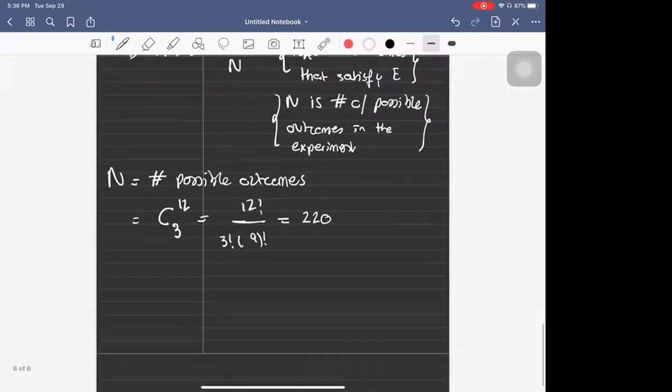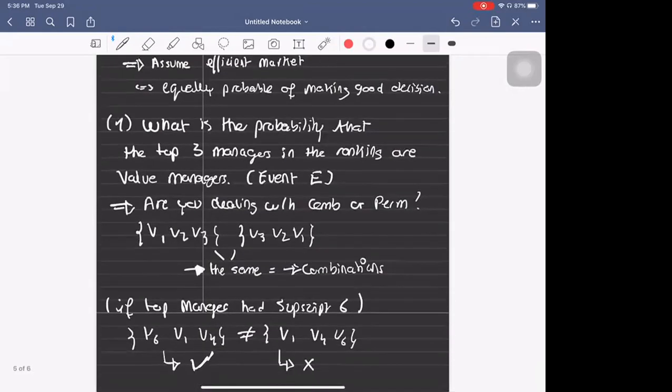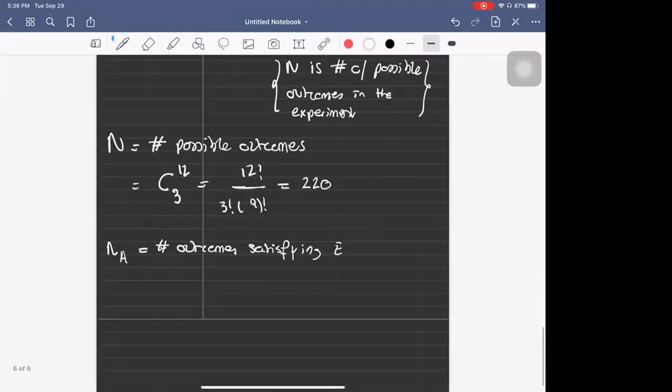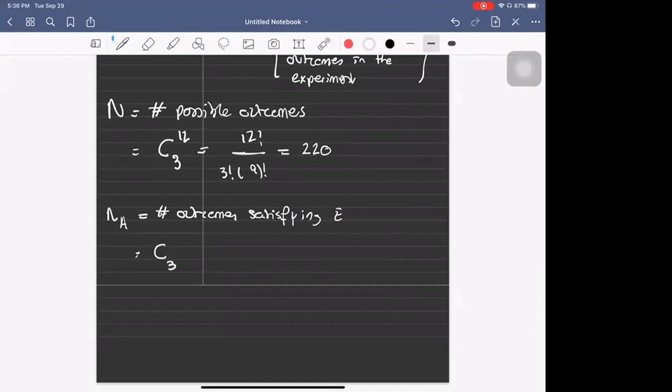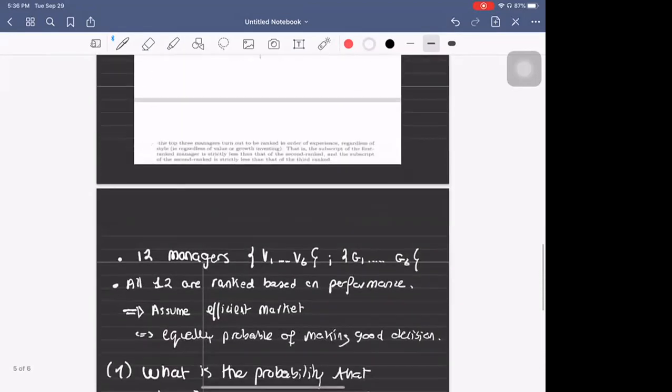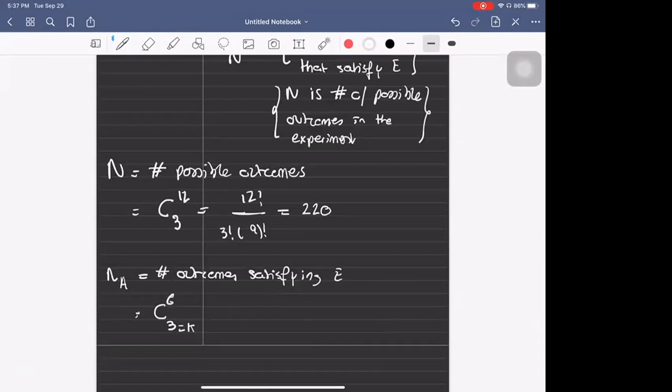If that's the case, move on to N_A, which is the number of outcomes satisfying the event E. And E is defined, if I can remind you, as the top 3 managers being ranked as value managers. Again, we're dealing with combinations. We want the top 3, so we're going to get a set of 3 items, so k equals 3. And we want them to be all value managers. We know that there are 6 value managers, so we want to see how many combinations of 3 value managers we can make out of a set of 6 value managers. That would be 6 combination 3, which is 20.